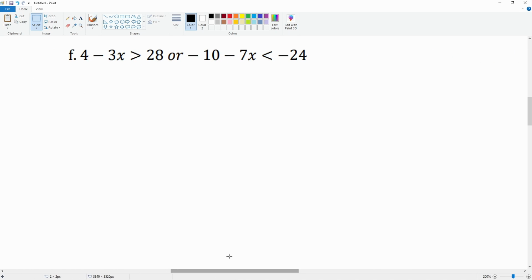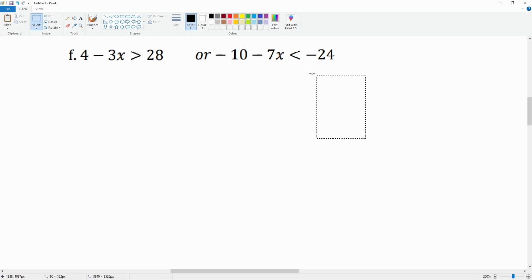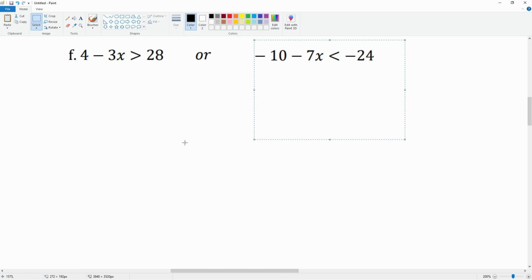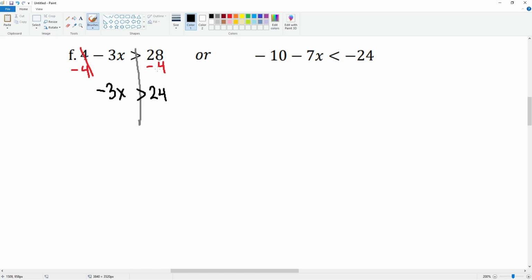Let's look at F now. This is an or problem again, so we can just treat it as 2 separate problems. The first one, let's draw the line down so we can see the left side from the right-hand side. We see a 4 here, so that is the outermost thing, so let's get rid of it. So we're going to subtract 4 from both sides. 4 minus 4 does cancel. What's left over is a negative 3x. 28 minus 4 becomes negative 24. This inequality remains the same.